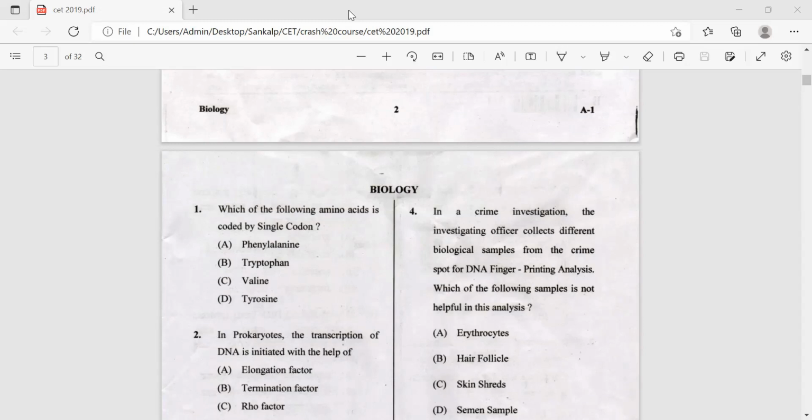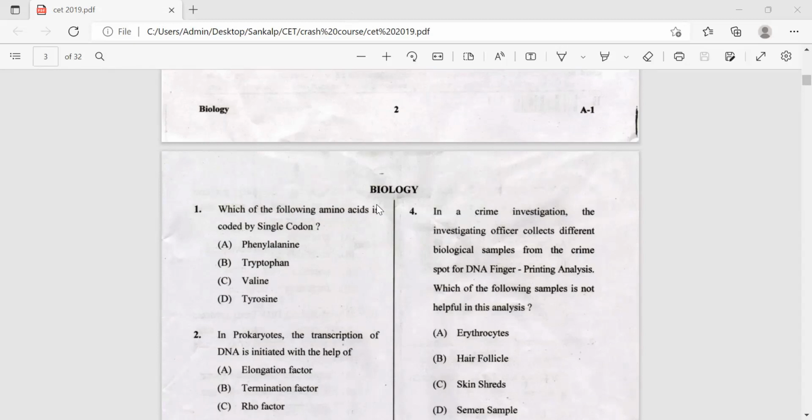All of you answered option A, but the correct answer is option B, that is tryptophan. The correct answer is option B, tryptophan, which is coded by a single codon. Okay, now let us see.